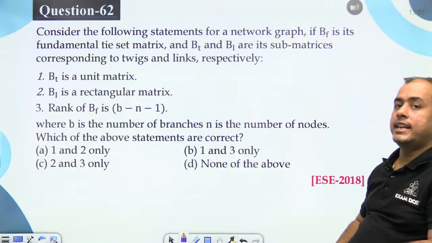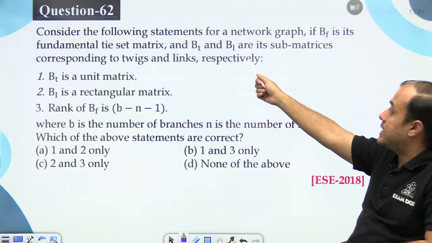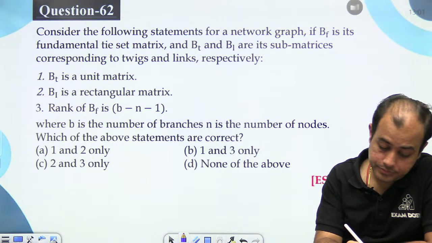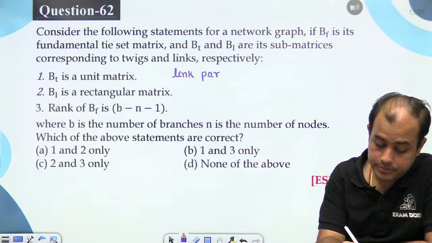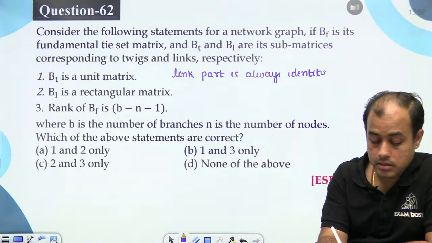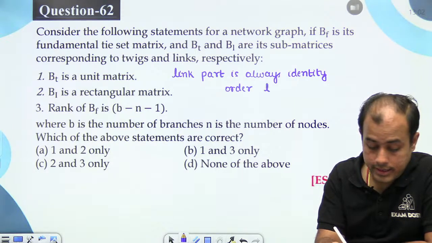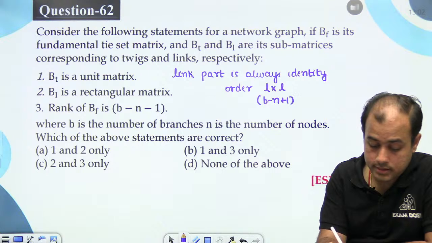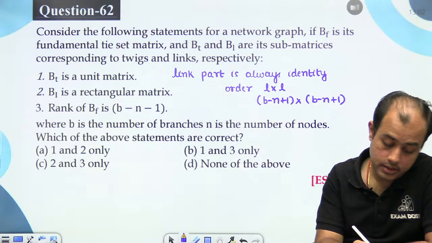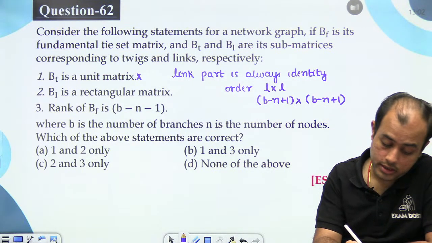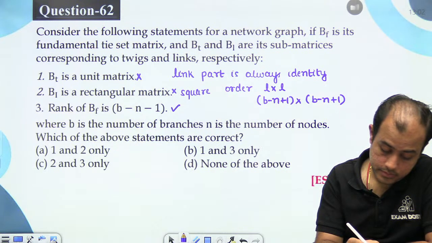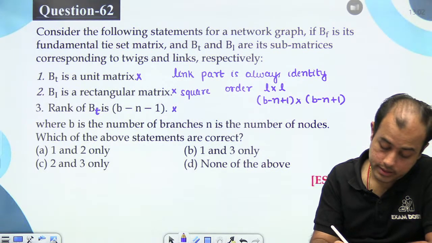Next, consider the following statement for a network graph. BF is the fundamental tie set. BT and BL are the submatrices corresponding to twig and link. Now, in the tie set matrix the link part is always identity, of order link cross link, or B minus n plus 1 cross the same. The twig part is not identity. So twig is not a unity matrix; link is not rectangular, it is a square matrix. This is correct. If it says this about twig, not correct.